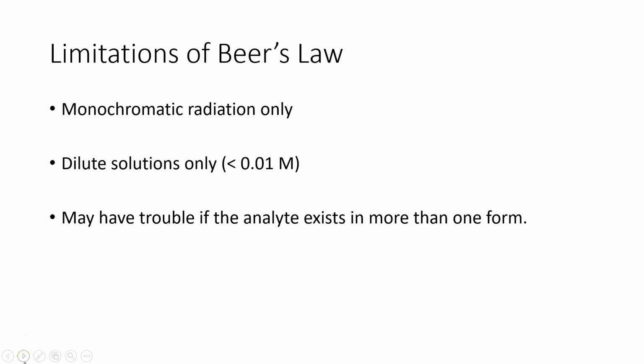And then here's the last limitation. You may have trouble if your analyte exists in more than one form. Now, what does that mean? You'll have to think back to maybe when we were talking about acids and bases and all the different forms in which they can exist. Let's talk about this last limitation in a little bit more detail.